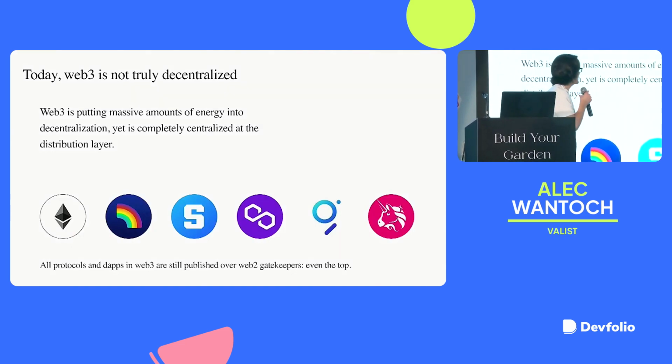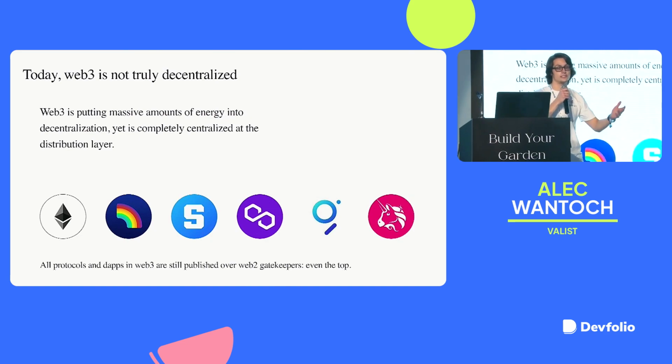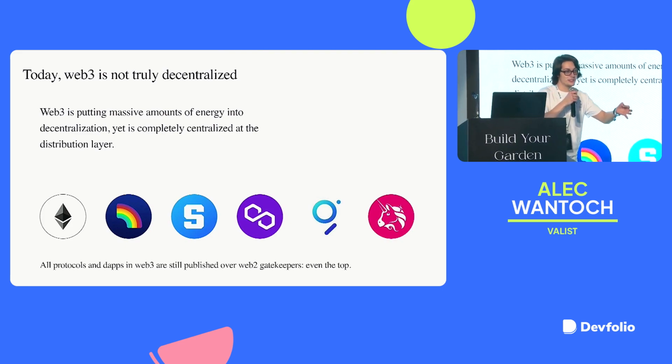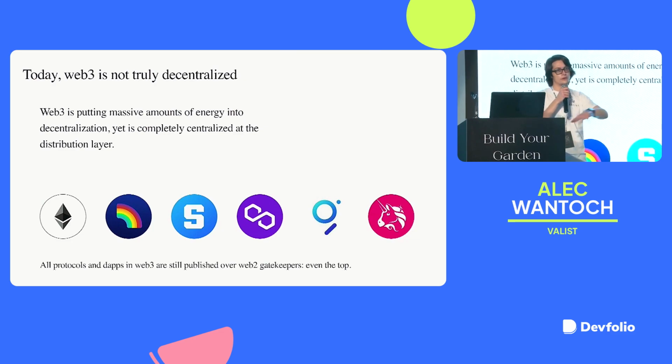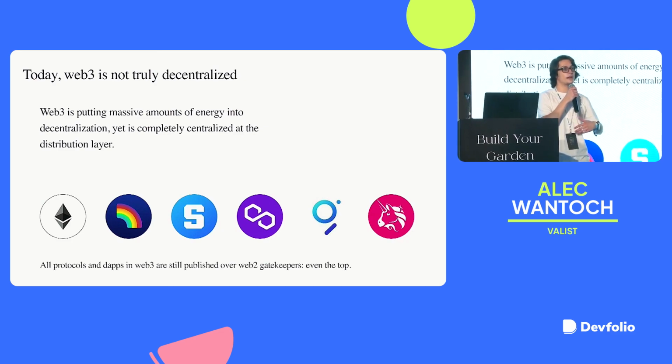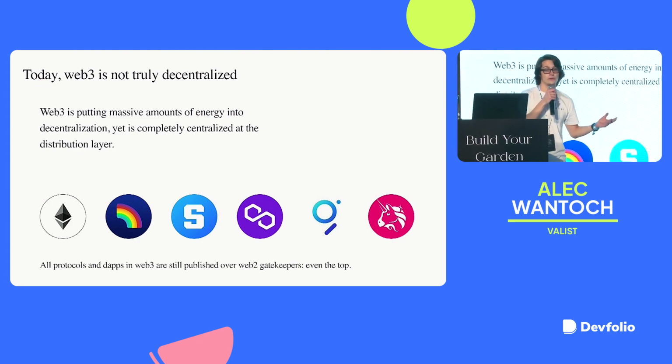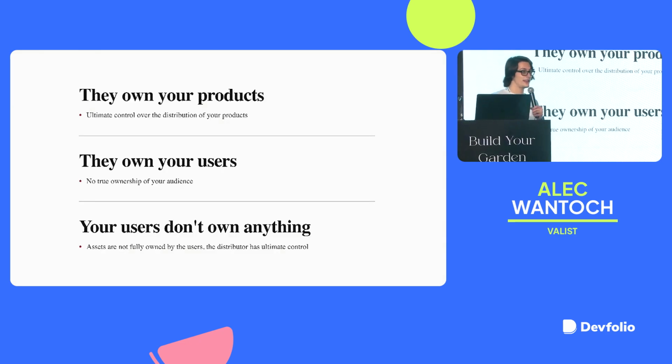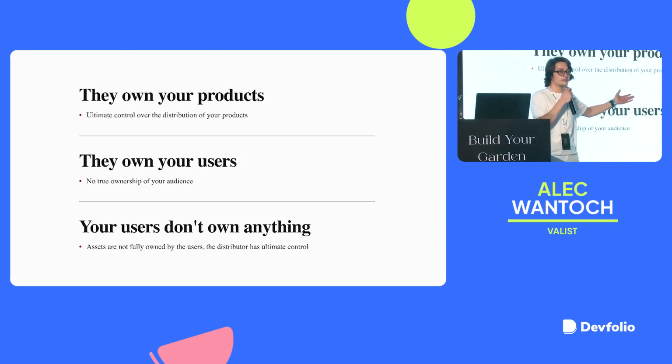At the end of the day, today Web3 is not fully decentralized, and even though we're putting massive amounts of energy into decentralization, it's pretty much completely centralized at the distribution layer. So even though we're building all these Web3 protocols, we're falling back to Web2 platforms like GitHub and Vercel, Netlify, and app stores. And really, these have major problems in that they own all of your products because they have ultimate control over it. They actually own all of your users as well.